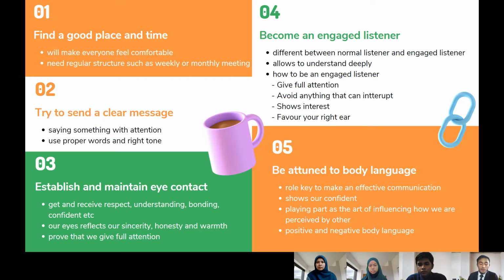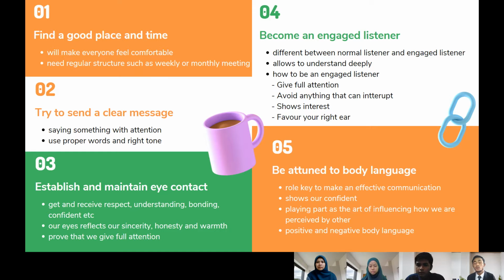The last one is to favor your right ear. As we know, the left side of the brain is the primary processing center for both emotion and comprehension. Since the left side of the brain connects with the right ear, we favor using the right ear to understand more deeply the emotion and exactly what the speaker wants to give us.